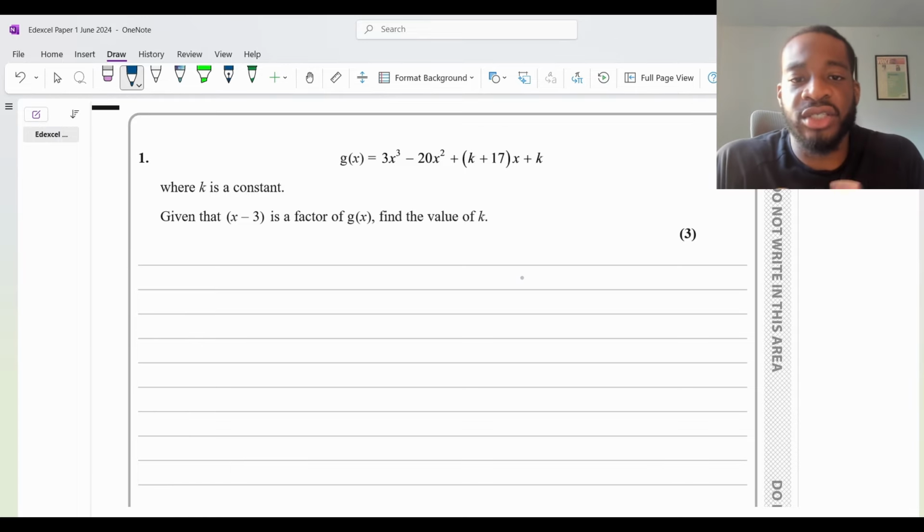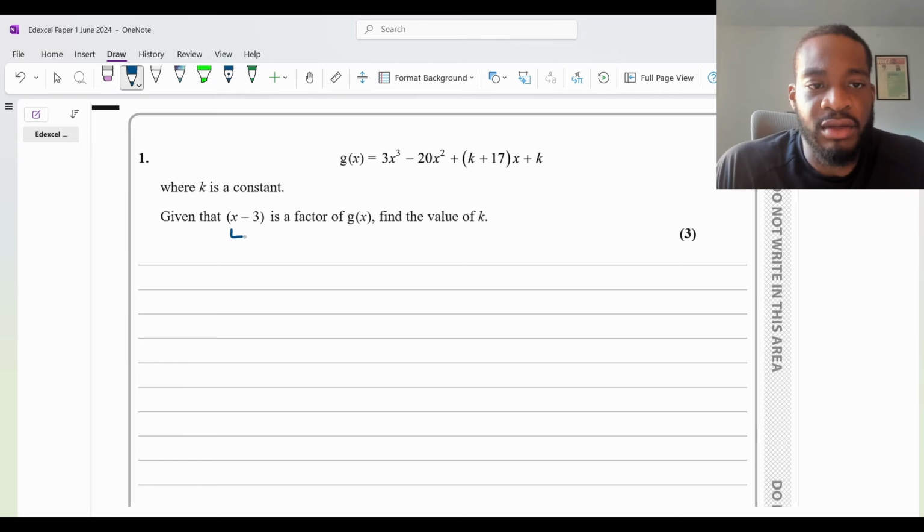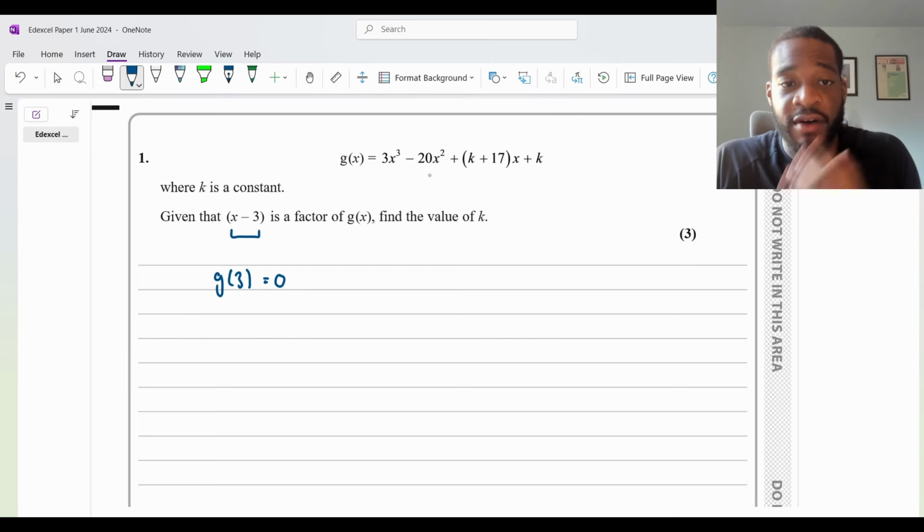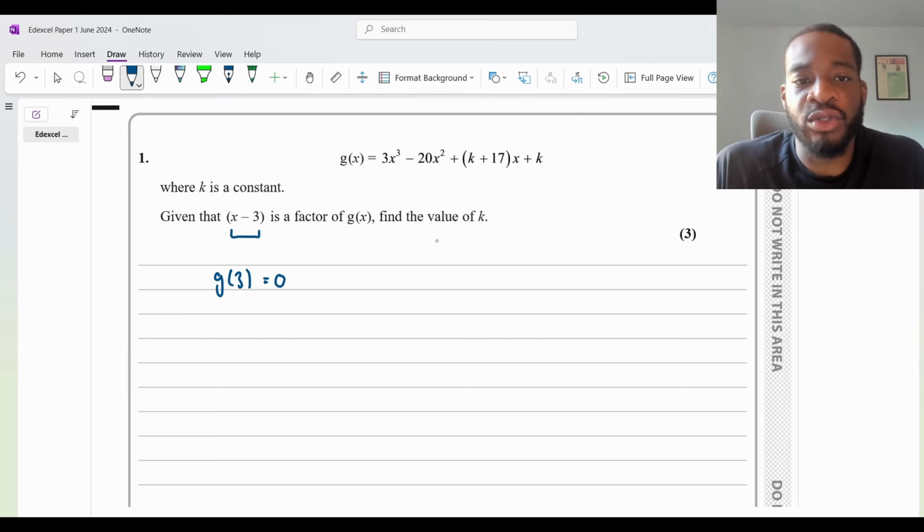Okay, so this is just the factor theorem. And from this, remember, you make this bracket equal to 0. That means that x is 3. It must mean that g of 3 is equal to 0. So all you're going to do is sub in 3 into your function, set it equal to 0, and that will allow you to find out what k is. So let's go ahead and do that.